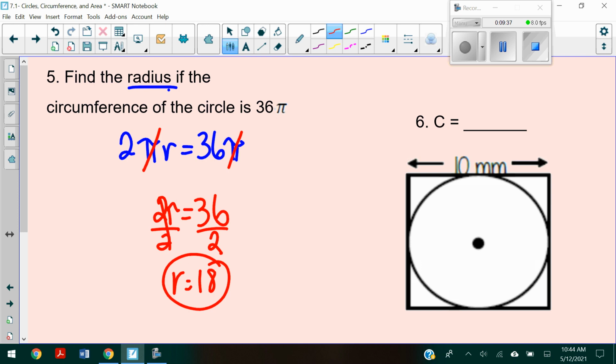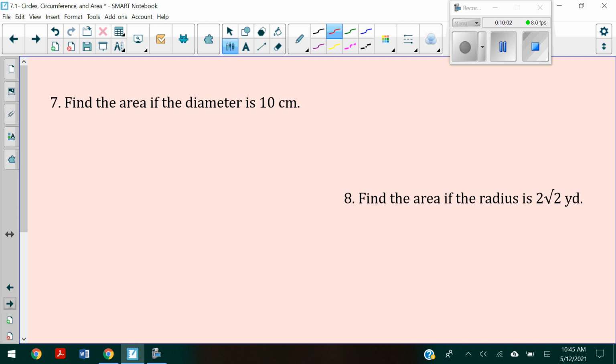Here it's asking us for the circumference, but we have this circle inside of a square, okay? And so they show us that the length of the square is 10. That means that also our diameter is 10 because that goes from edge to edge. So here I'm just going to use my diameter times pi and give it 10 pi. See how easy that is to give that exact answer?